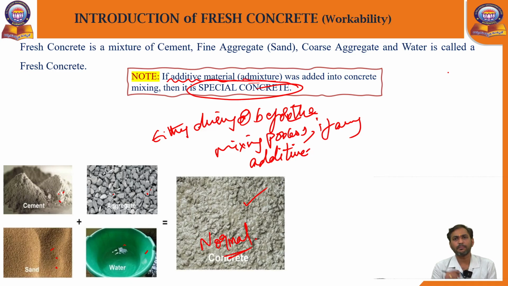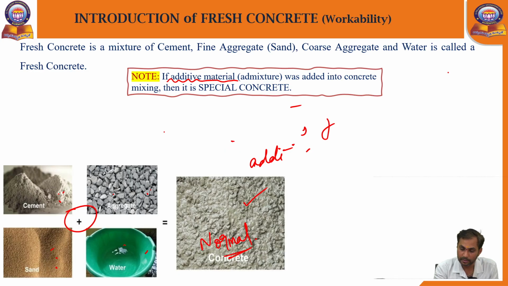In admixtures, chemical admixtures are available and mineral admixtures are available. Those are the additive materials. If we add those additive materials to this nominal concrete, what will it become? Special concrete. What type of special? Maybe it improves the workability level, maybe it increases the durability and strength, and gives a good setting time also. So that is the concept.